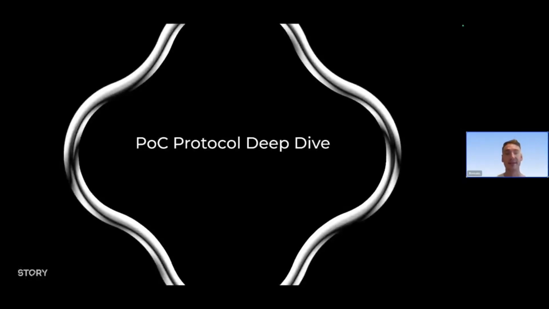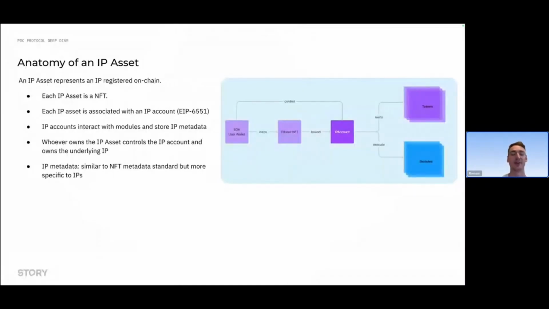Now, let's deep dive into the proof of creativity protocol, which is the smart contract-based protocol that powers the Story ecosystem. I know this is a lot of information to digest in a couple of minutes, but we will go into a demo afterwards, so hope it's not too much.